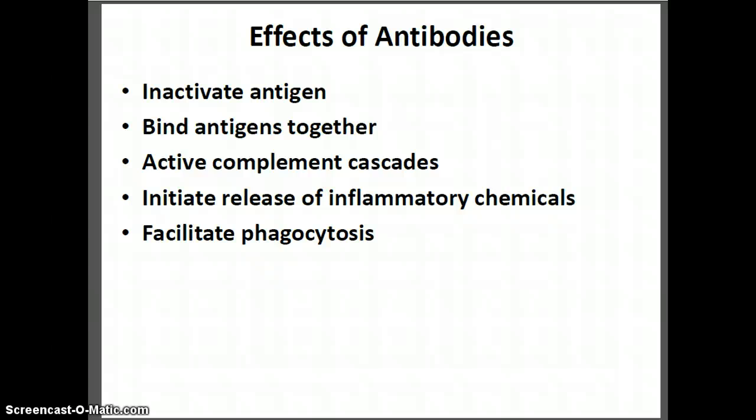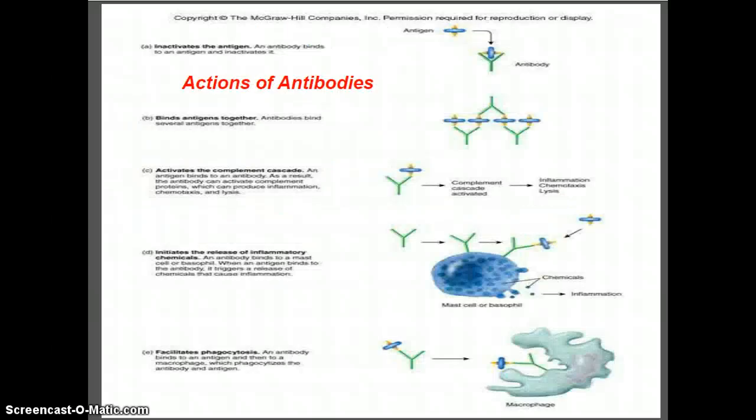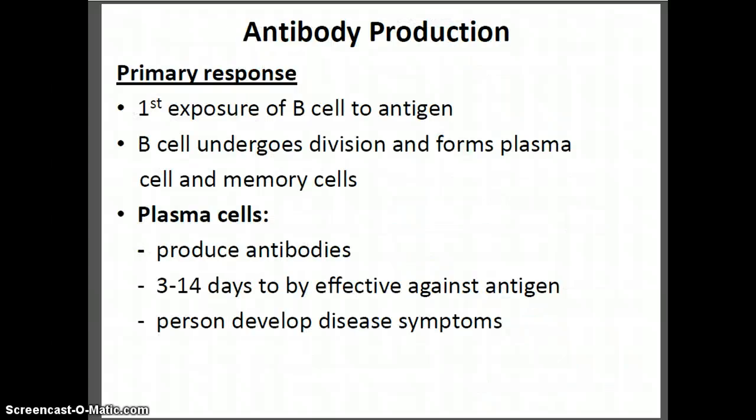Antibodies inactivate the antigen. They bind them together, so they agglutinate them. They activate complement molecules, which help to destroy them. They initiate the inflammatory response, and they facilitate phagocytosis. So here is a summary of the actions of antibodies illustrated for you. Again, this is in your textbook and in the non-narrated portion. Please take a look at this as a summary for yourselves.